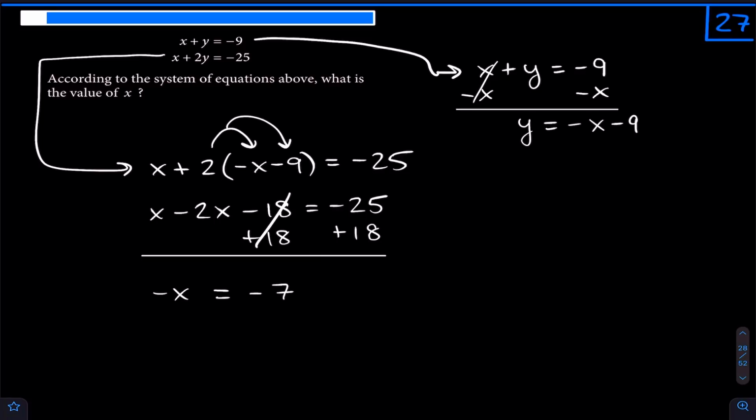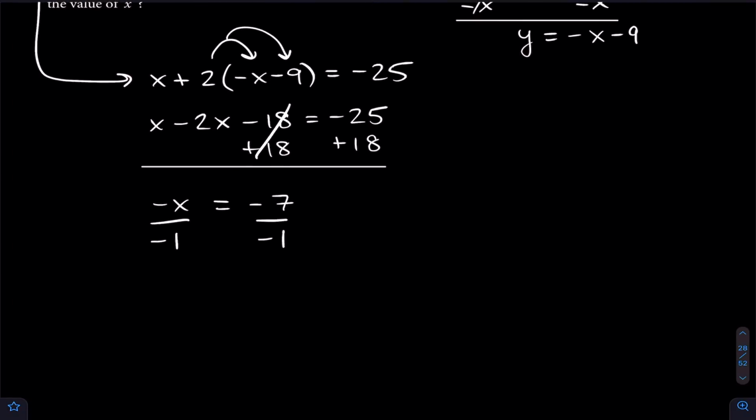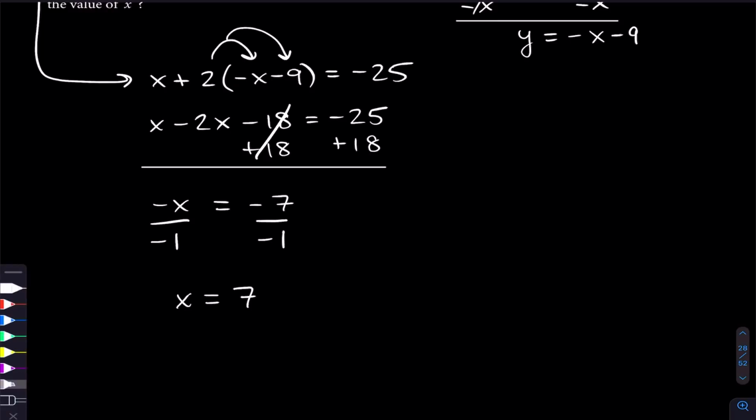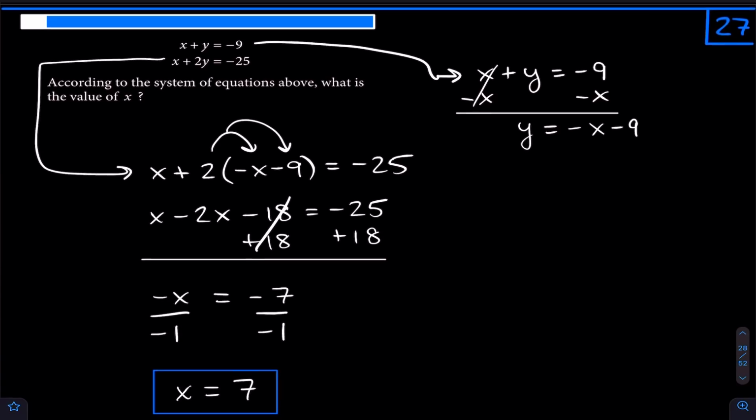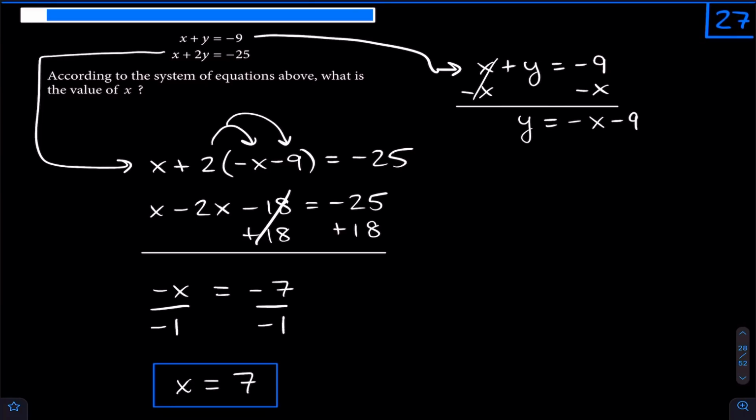And how do I know that? Well, just think about this as 25 minus 18. That's 7, but the larger number here was negative, so we put a negative on it. Okay, just making sure we're all on the same page with that. So we can divide each side by negative 1 here, and that's going to give us the value of x. So x would equal 7. So 7 is going to be your answer for the second problem for this set of 5.